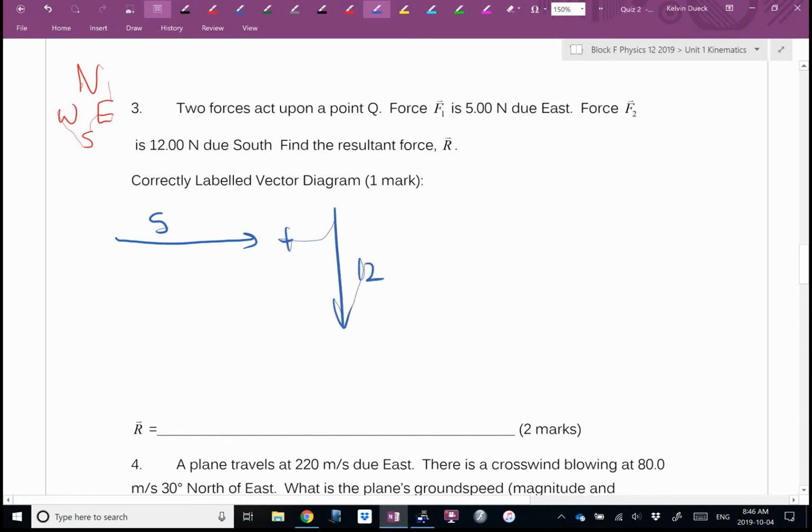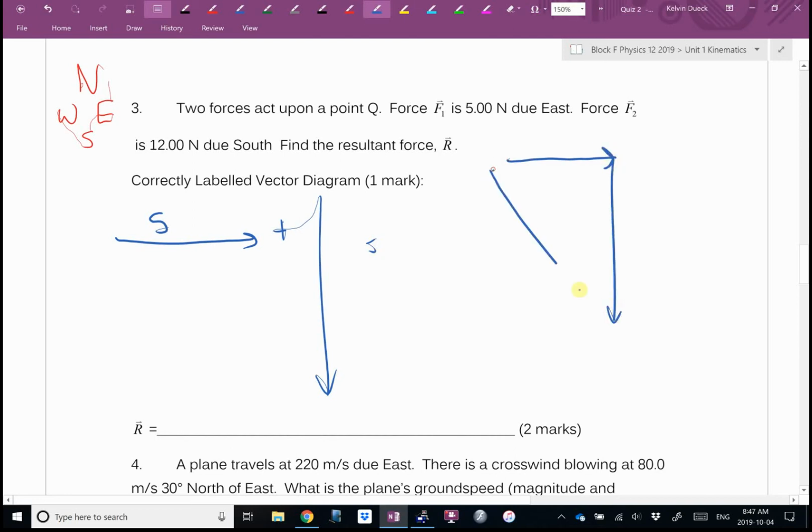My scale is terrible. I can be a little better than that, Mr. Dueck. Plus 12 south. How do I add two vectors together? I draw them tip to tail. So 5, 12. Hey, has it magically fixed itself? No, it hasn't. 13 is the hypotenuse, yes? I used the 5, 12, 13 Pythagoras triangle because I didn't want to have a yucky answer.